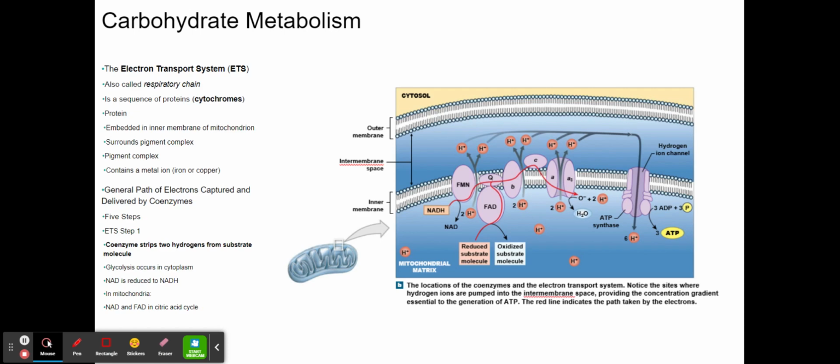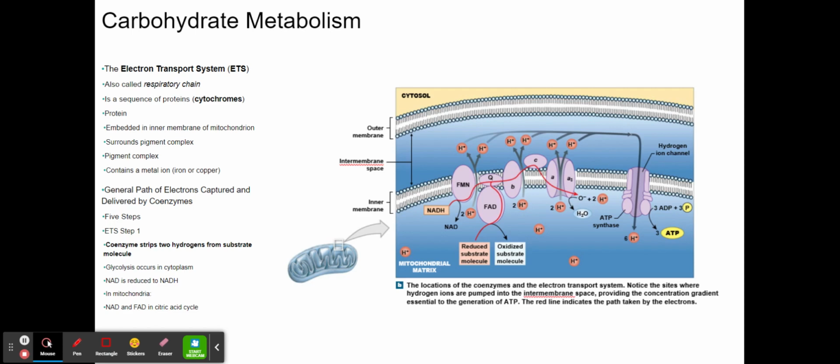The electron transport system, or ETS, or respiratory chain, is a sequence of proteins called cytochromes. Each cytochrome has 2 parts, a protein and a pigment. The protein is embedded in the inner membrane of a mitochondrion. The protein surrounds the pigment complex, which contains a metal ion, either iron or copper. And we'll consider 4 cytochromes: B, C, A, and A3. First, let's look at the general path taken by the electrons that are captured and delivered by coenzymes.